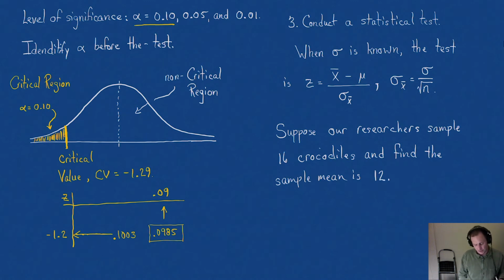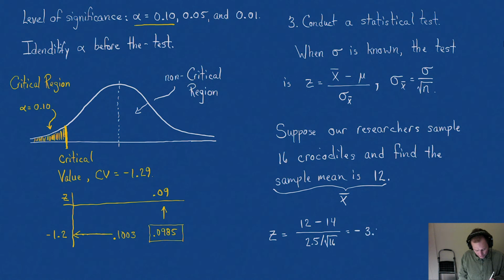Well, we've already done this calculation, but let's try it again. What that would mean is that sample mean, this piece right here, that is x bar. So I would say that my test says z equals x bar, that's 12, minus the mean. Now this is always the known population mean, mu, the same mu that we used in our statement of hypotheses. So 12 minus 14 divided by the standard deviation, 2.5, divided by the square root of the sample size, which is 16. And this gave us, if I remember correctly, a negative 3.2.